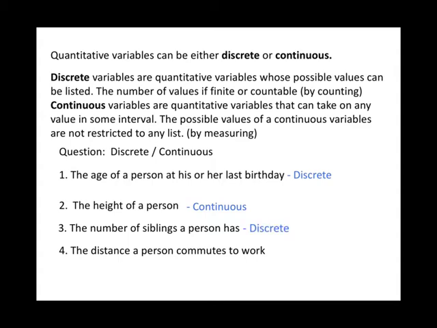Number four, the distance a person commutes to work. Okay, so you measure how far you commute to work. That will be measuring, so that's continuous.